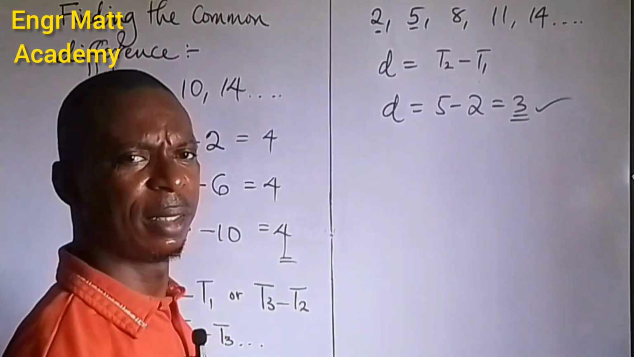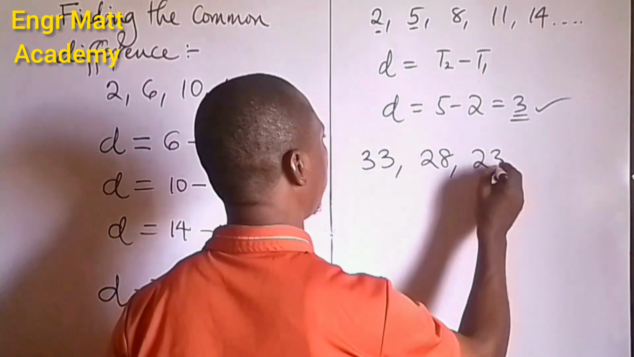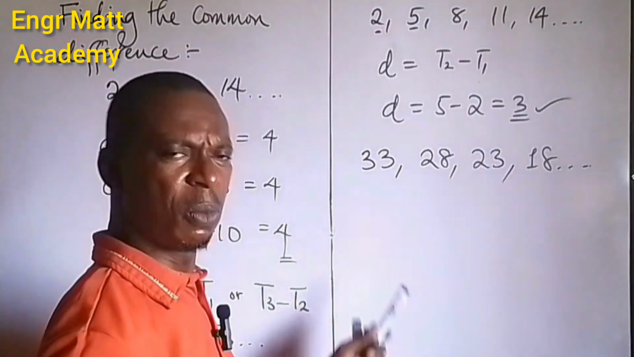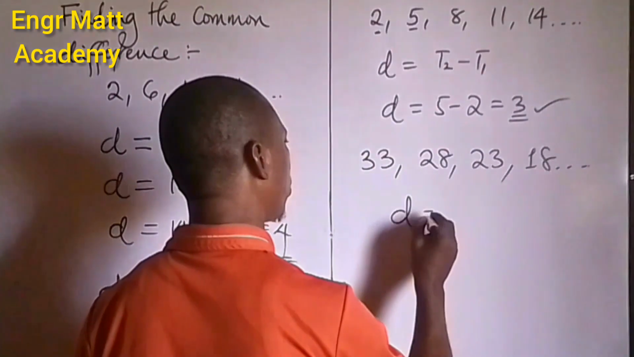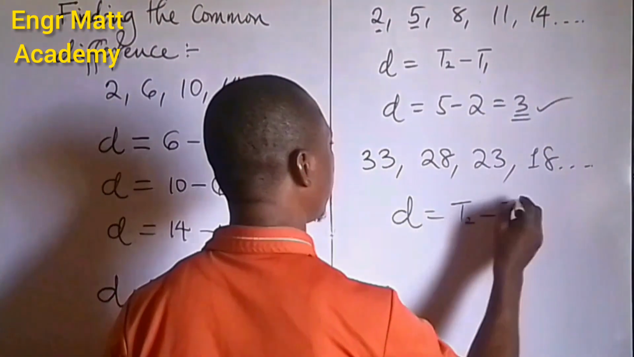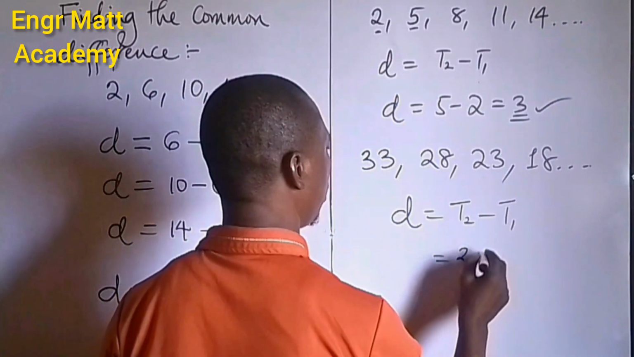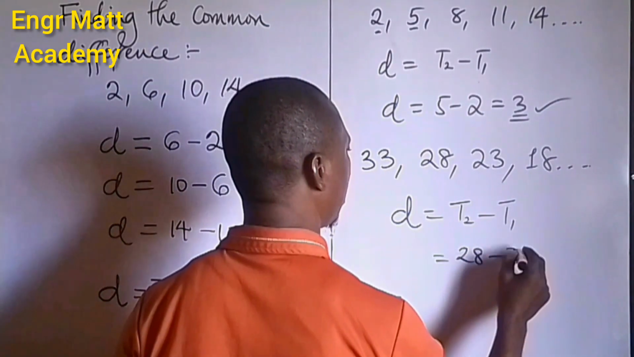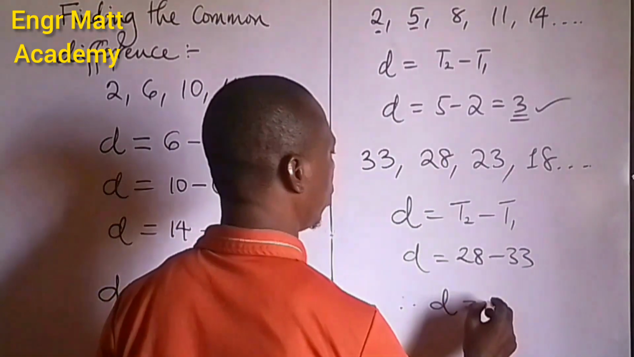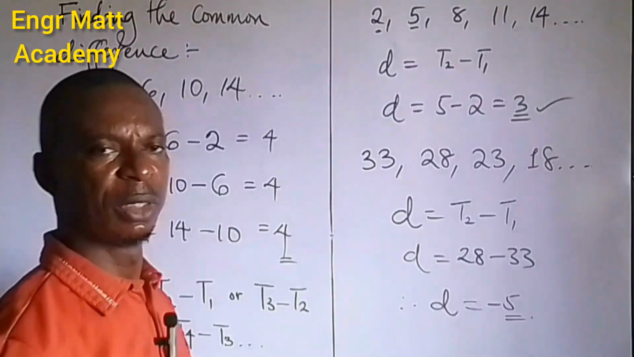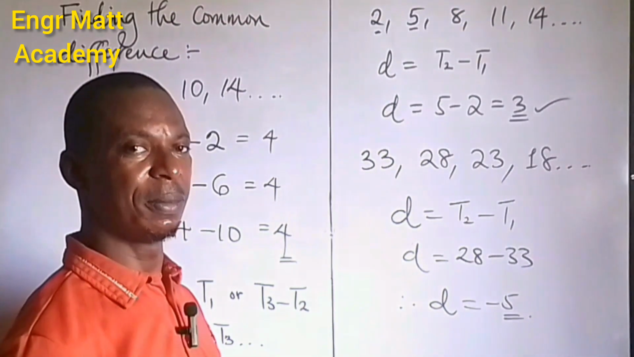Let's look at another AP. 33, 28, 23, 18. What is the common difference? Remember, common difference is equal to second term minus first term. That is 28 minus 33. Therefore, common difference is equal to minus 5. This shows us that the common difference can be positive or negative.